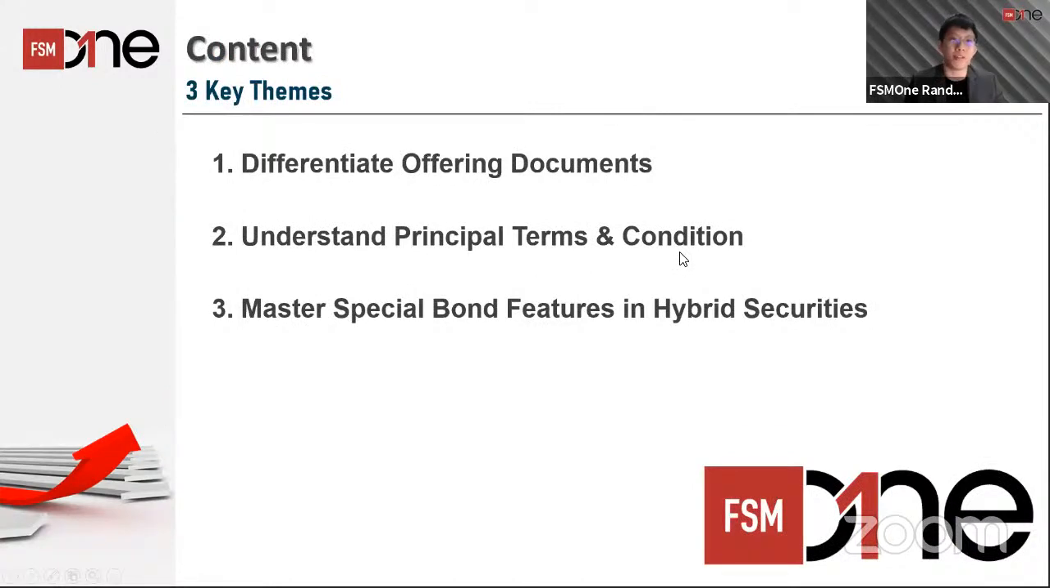In this 50-minute to 1 hour session, I will be going through basically 3 sections. The first one is to guide you to differentiate different types of bond documents. Secondly, we'll be specifying the bond terms and conditions that you can see in most of the bonds. And finally, before I end the session, I will also try to highlight the common bond features that you would see in perpetual bonds and also bank subordinated bonds, which we normally call hybrid securities.